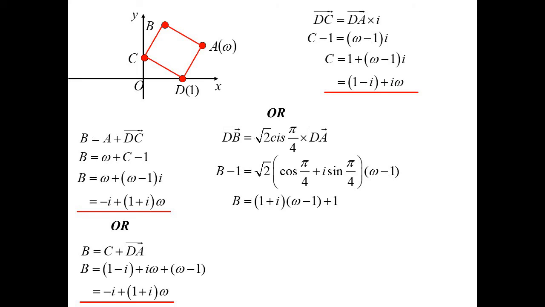So I've ended up with 1 plus i, omega minus 1, plus 1 when I move the 1 from the other side. And rearranging all that, once again I come up with the same answer, which we would hope would happen. Yeah, so it doesn't matter which way you go, it's up to you. But there are different ways we could have found that point.